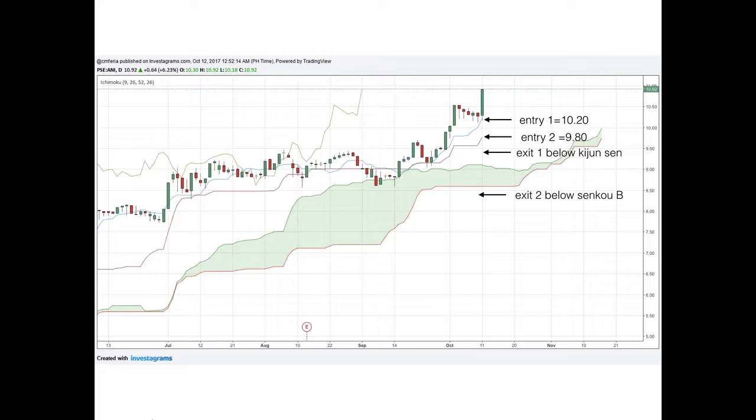Of course, it all depends on what kind of trader you are. You can exit everything if you have a tight stop below the Kijun-sen. Or if you're more bullish about the security, you can wait until a break below the Senkou B line. Or you can divide the exit between the two exit levels. This all depends on you as a trader.